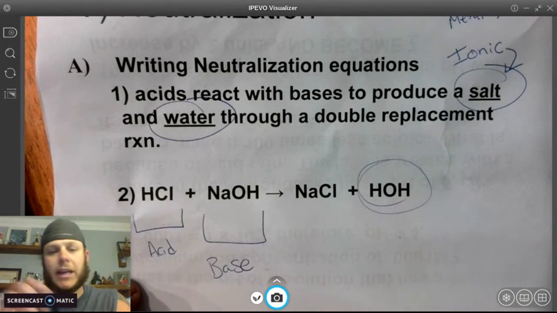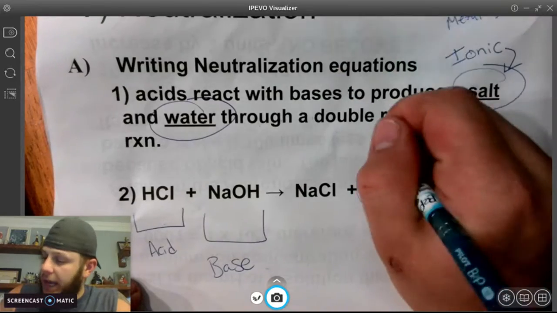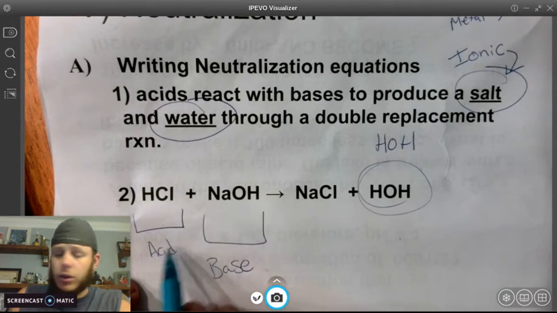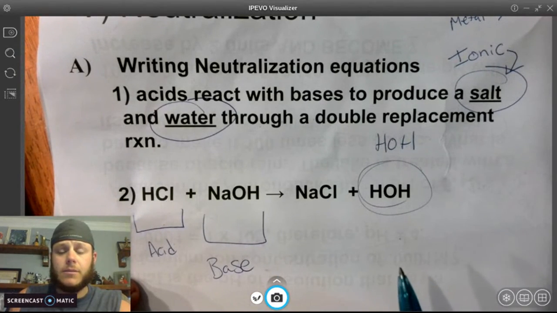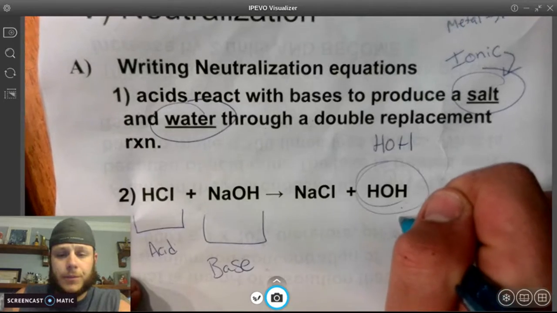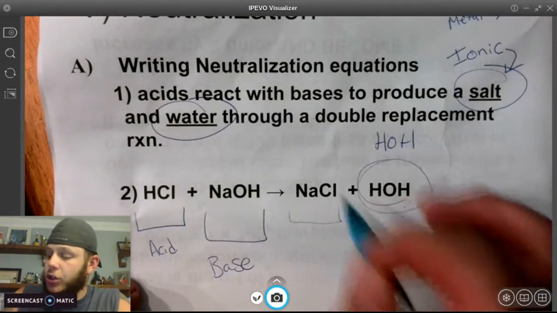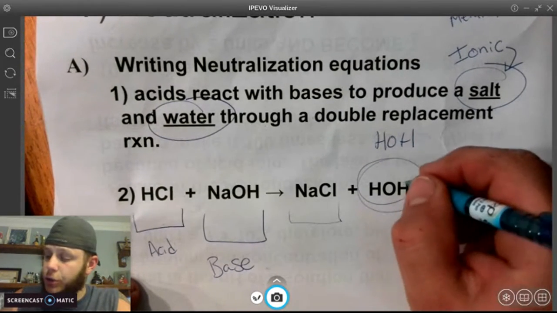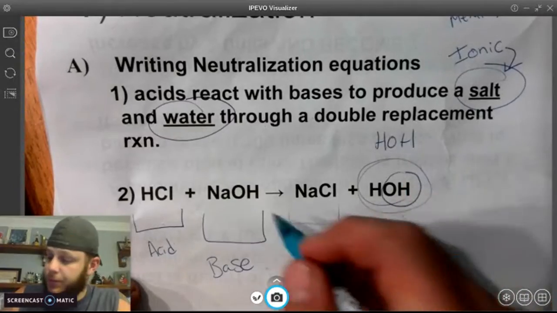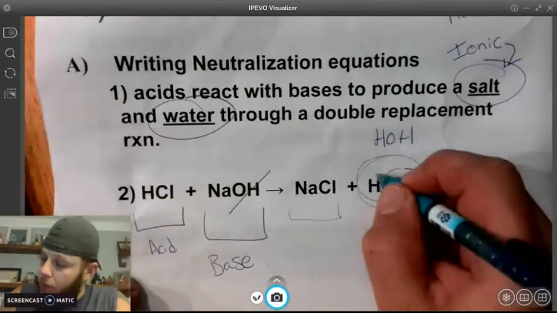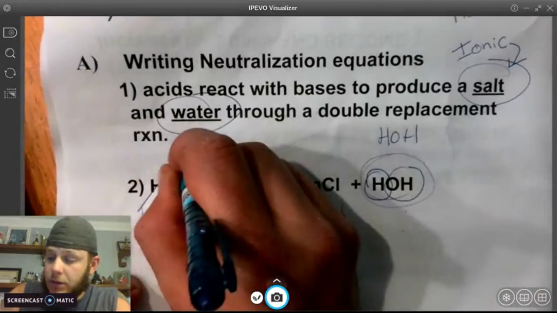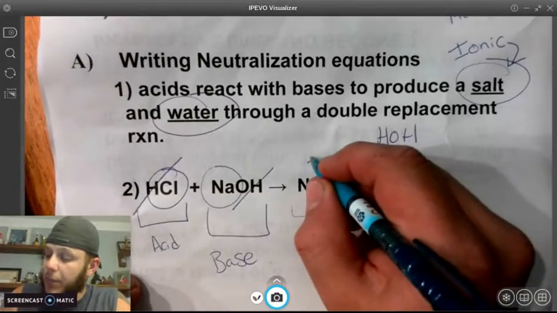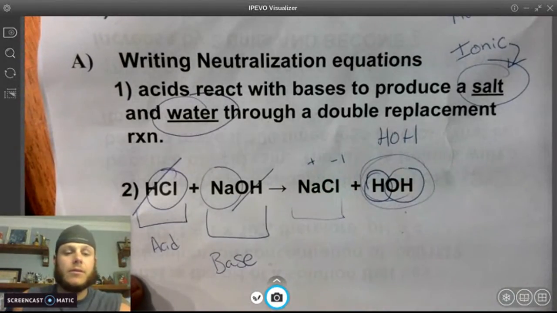So, the first thing I always do is I'll be writing in HOH. Instead of writing H2O, I'm going to write HOH. And this is the only time I'm going to do that. The reason is when I look at the acid and the base, I know I'm always getting water. But I need to know what is the salt that I'm creating. So in order for me to do that, writing HOH shows me I've used an OH, I've used an H, and what's left over is Na and Cl, and I put it together, positive and negative.